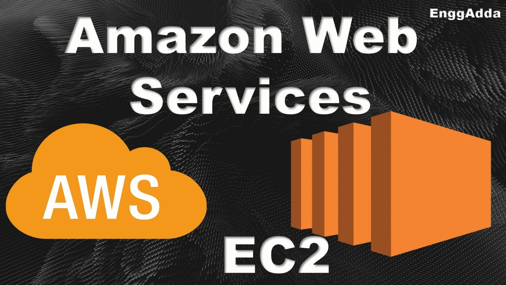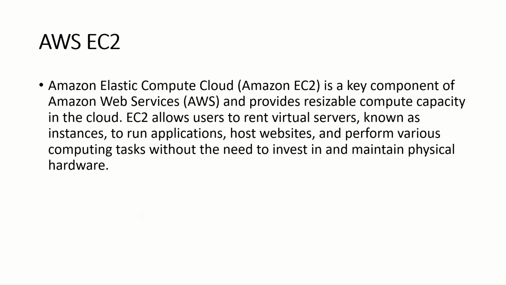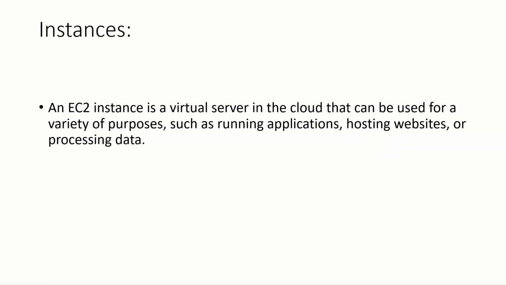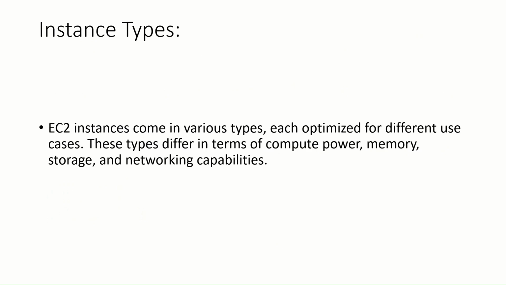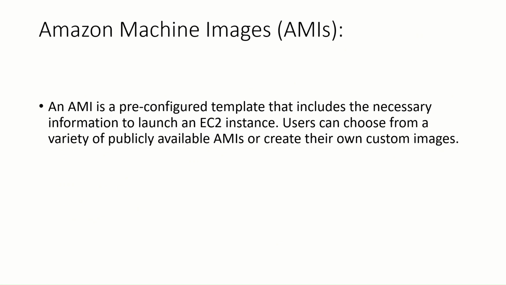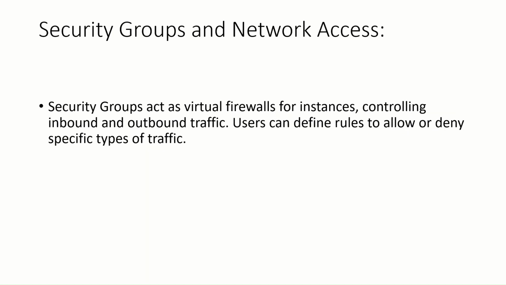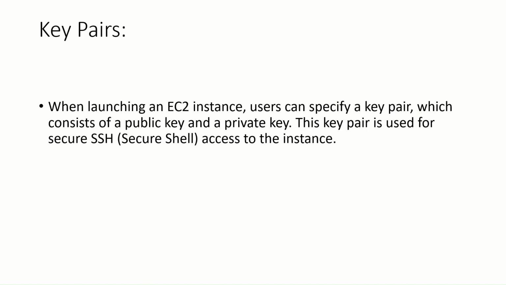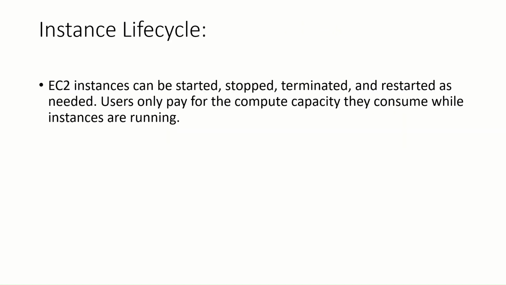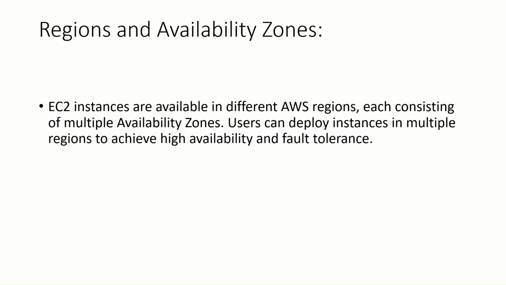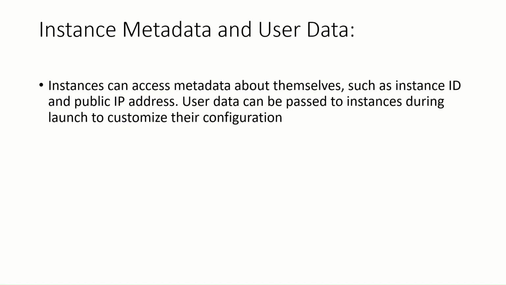So let me walk you through the key terms. First of all, we discussed EC2 and what instances are, what instance types are, Amazon Machine Images (AMIs), what elastic load balancing is, what auto scaling is, what security groups and network access are, what key pairs are, what Elastic Block Store is, what the instance life cycle is, what region and availability zone are, and what instance metadata and user data are. Keep these terms in mind. I will show you where you can find these things and details about them when we create the EC2 instance. So these are the terms that we have discussed.